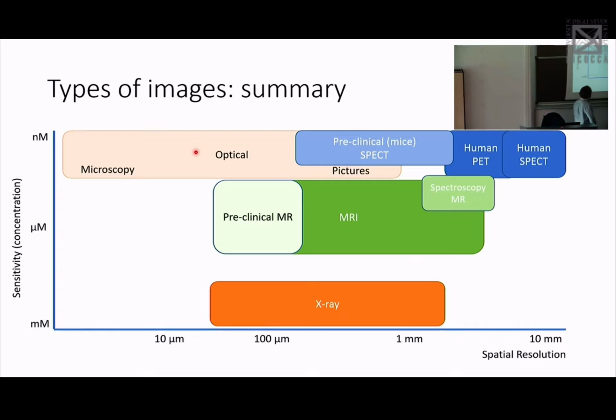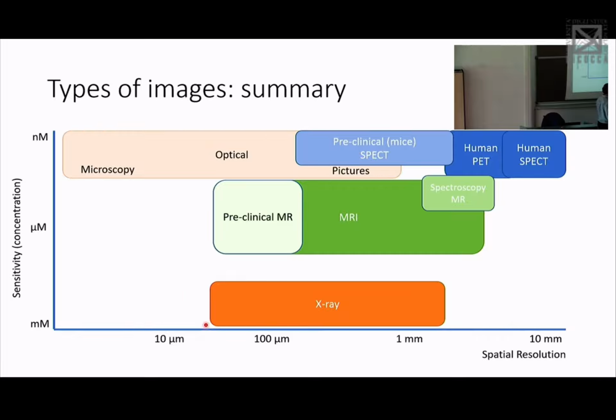Let me summarize in yet another way the properties of these images. Here we have a plot with, on one axis, the spatial resolution that we can achieve, and on the other axis, the sensitivity to the chemical concentration of our targets of interest. In this case, we have X-rays. X-rays are not really sensitive. They just take a look at the density. They can get quite high resolution in preclinical.